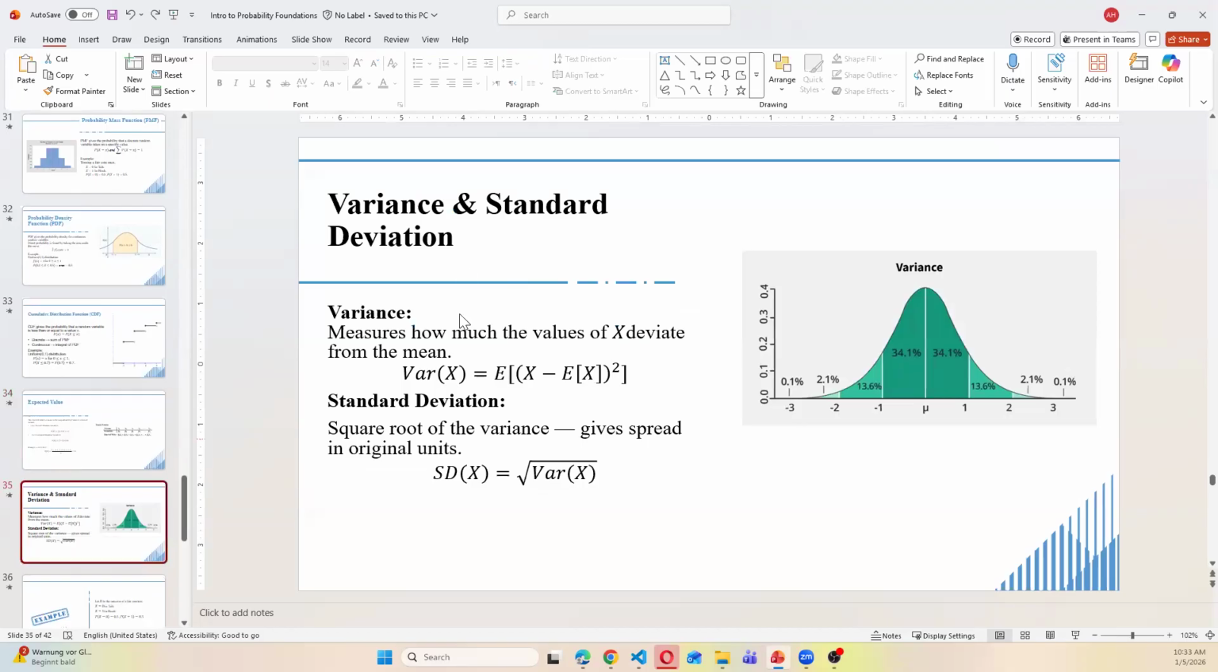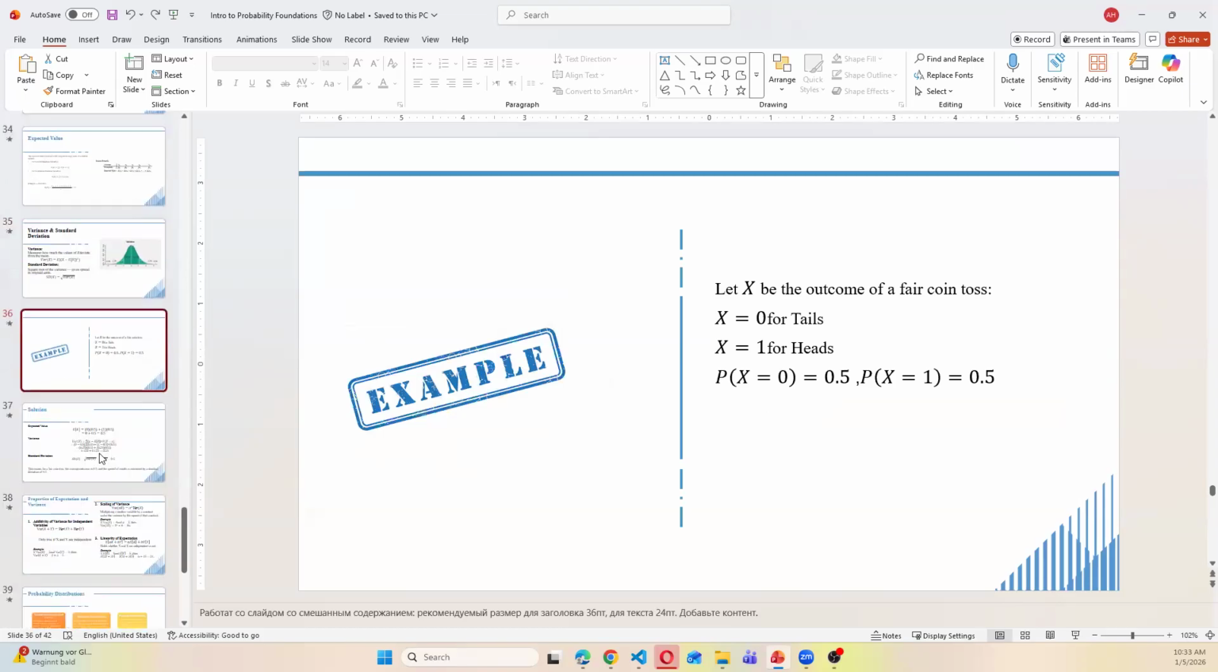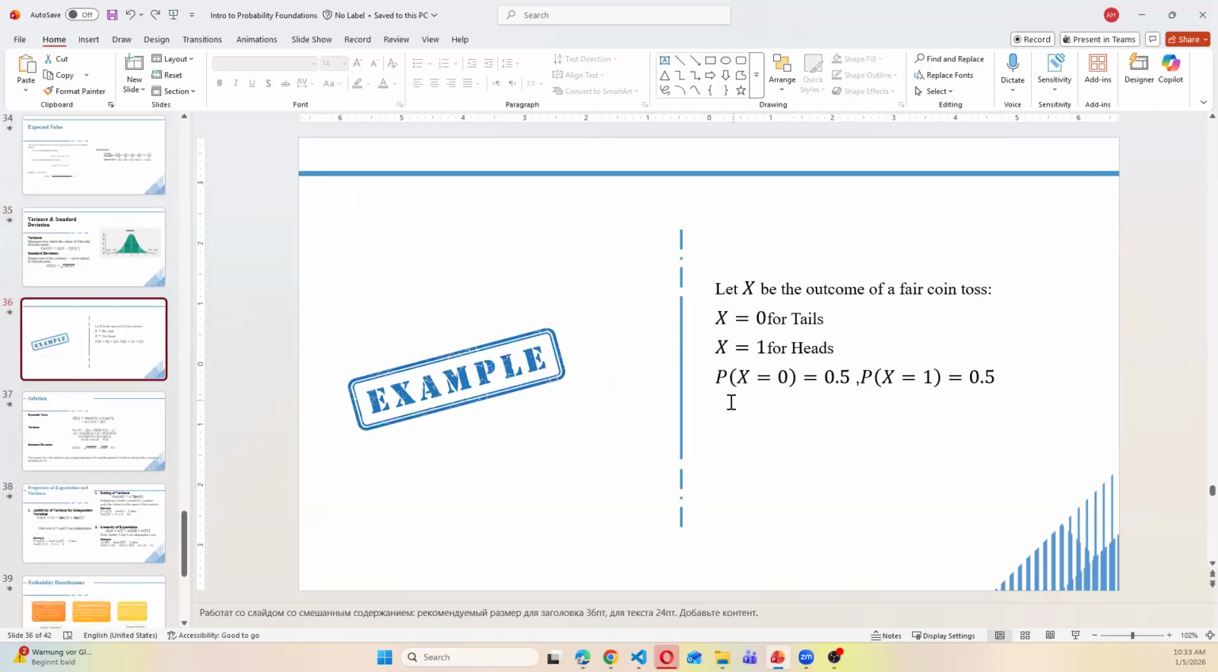Then variance and standard deviation. Variance measures how much the value of x diverges from the mean. It is mostly used in statistics, but here also, because you can find it through this formula. And standard deviation is the square root of the variance, which gives the spread in original units. And then you have an example here.